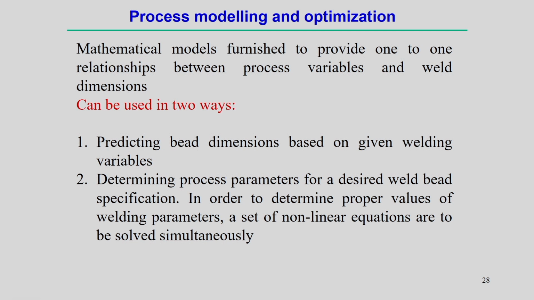Now, the mathematical model provides a one-to-one relationship between the process variables and the weld dimension, and it can be seen in two different ways. One is predicting the bead dimension based on the given welding variables. Suppose these are the welding variables, I can predict the bead dimension. In the other way, using this relation between the input and output variables, if I want to achieve a particular bead dimension, what should be the input parameters? That information can also be obtained from this data driven modeling approach.